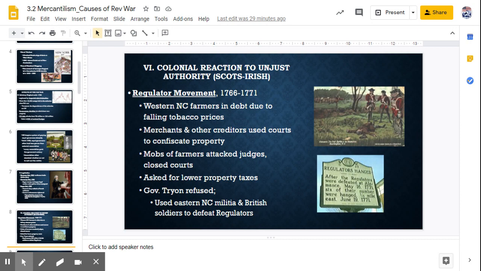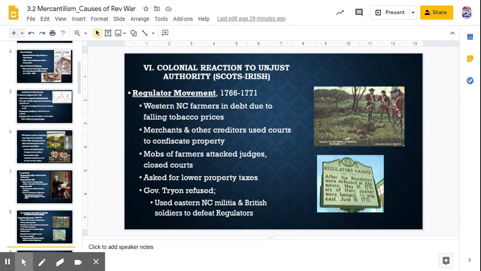They also demanded that there be lower property taxes. When Governor Tryon took over in North Carolina, he raised taxes, again, because they were his salary. So he wanted to make sure that he was well paid. But for these backcountry farmers, they just didn't have the money.